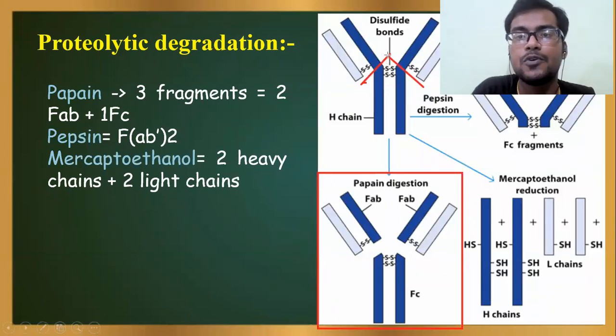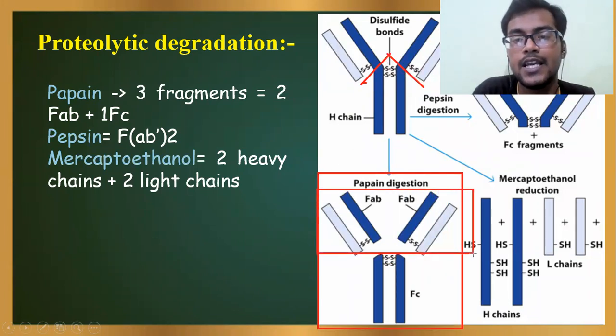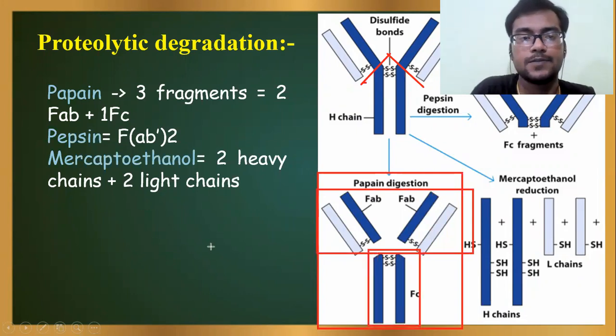That's why it produces 2 Fab regions, or fragment of antigen binding regions, and 1 Fc region, or fragment of crystallization region.